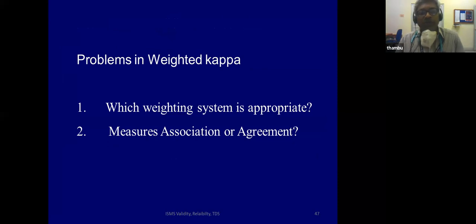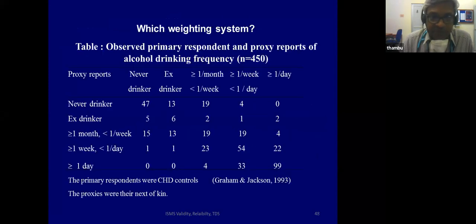So what are the problems with weighted kappa? Now you must decide which weighting system is appropriate. Are we looking at measures of association, or are we checking for measures of agreement? That's another thing which you must consider.